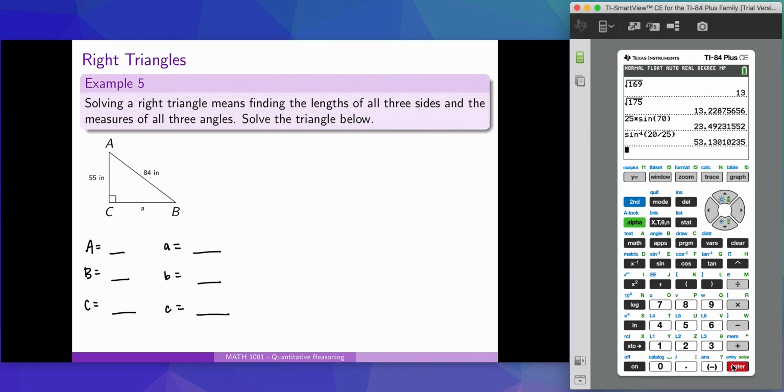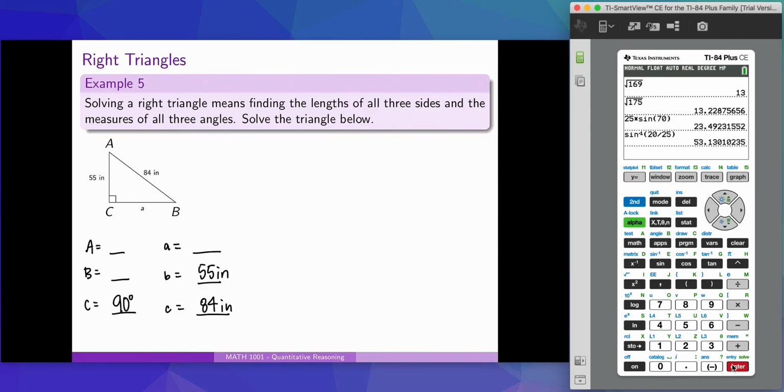Okay, before I get started, I already have some of these. Right away, I know it's a right triangle, and C is my right angle. So without much work, that's 90 degrees. What else do I have? I have that this side is 55 inches. It is across from angle B. That means little b is 55 inches. And here I have that the hypotenuse is 84 inches. It's across from angle C, so little c is 84 inches.